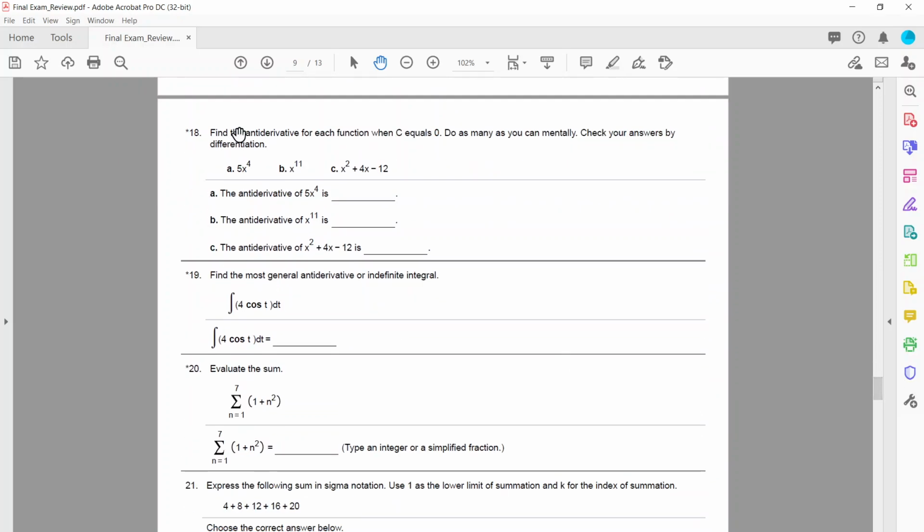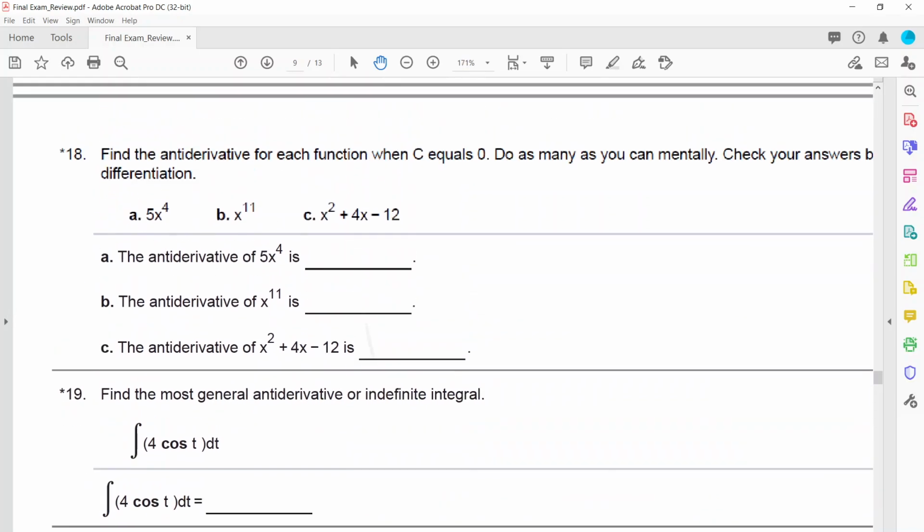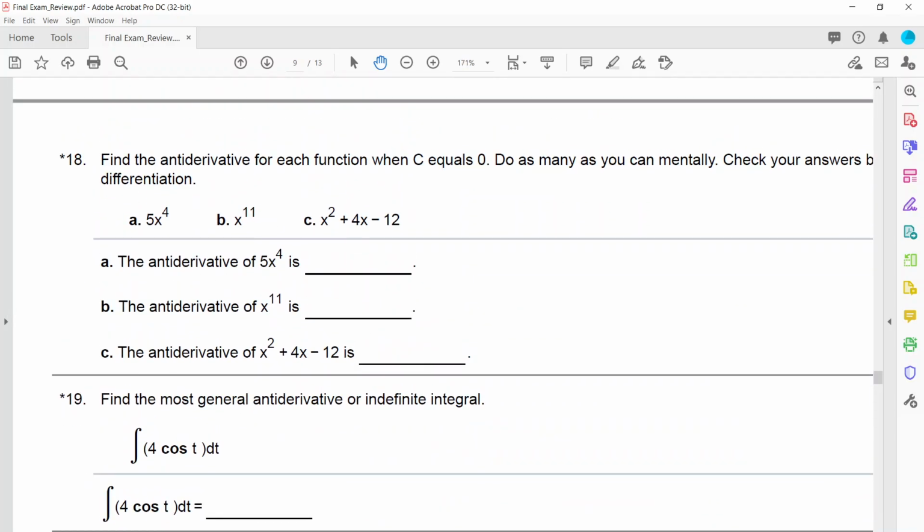Okay. Find the antiderivative for each function when c equals 0. So when you try to find the antiderivative, just don't use plus c. That's what they mean. If you use the power rule, the antiderivative of 5x to the power 4 is 5 times x to the power 5 over 5, which is eventually x to the power 5. By using a very similar trick, it will be x to the power 12 over 12. You don't have to write plus c because c is given as 0. And for this part, it is x cubed over 3 plus 4 times x squared over 2. That will be 2x squared minus 12x.